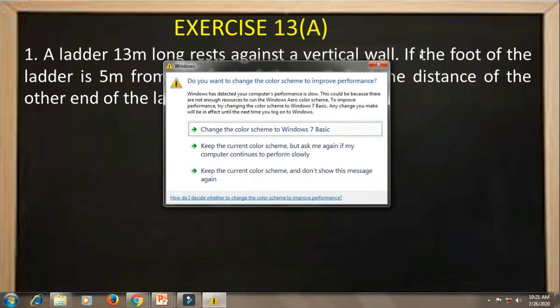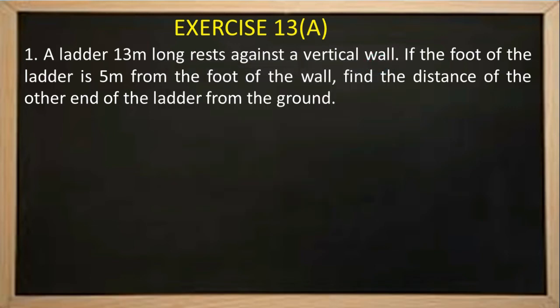Exercise 13a. Question number 1. A ladder 13 meters long rests against a wall. If the foot of the ladder is 5 meters from the foot of the wall, find the distance of the other end from the ground.